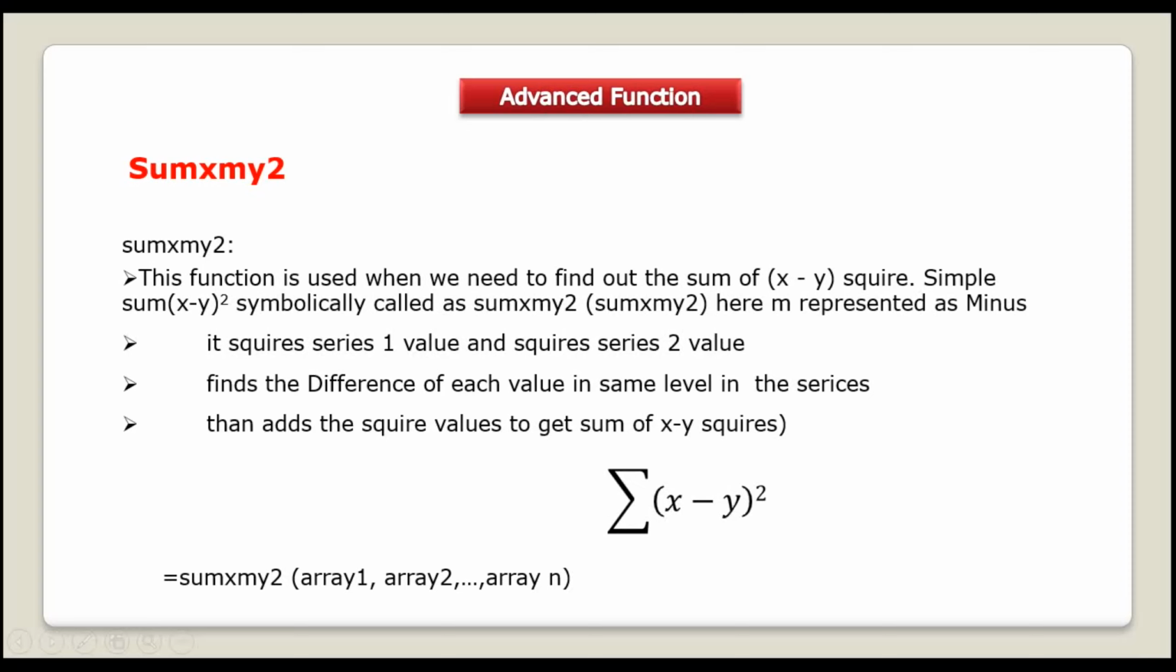Syntactically, we can write SUMXMY2 with array 1, array 2 as it is. The difference is only one thing. XMY2 takes the x value minus the y value, then applies the square. But in x square minus y square, it takes the x square and y square, then finds the difference, then applies the sum. So that's the difference. Without the individual squares, it takes the difference of the individual values, then applies the square. So this is the use of SUMXMY2.